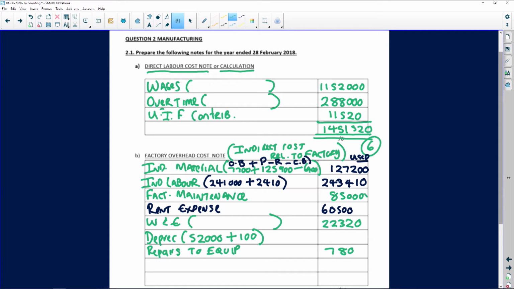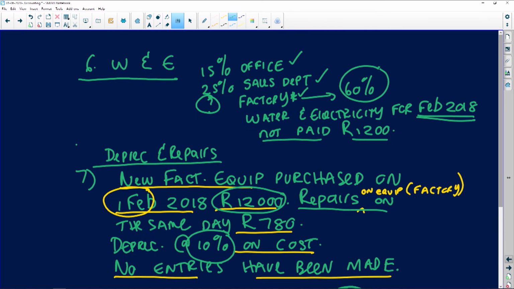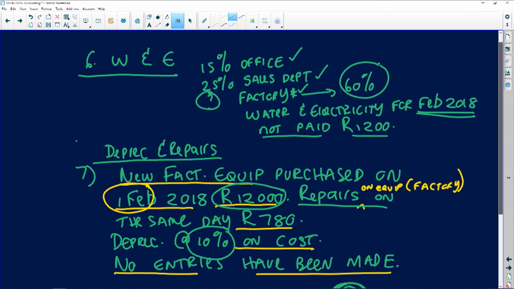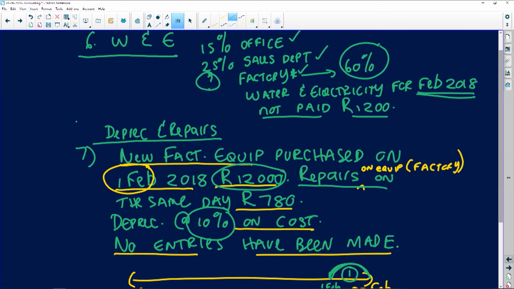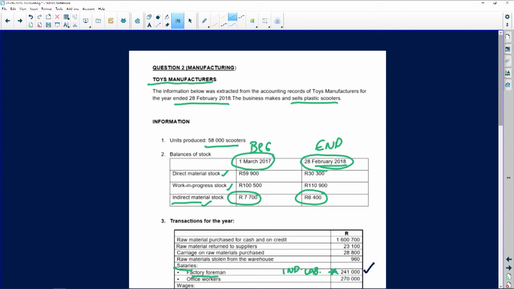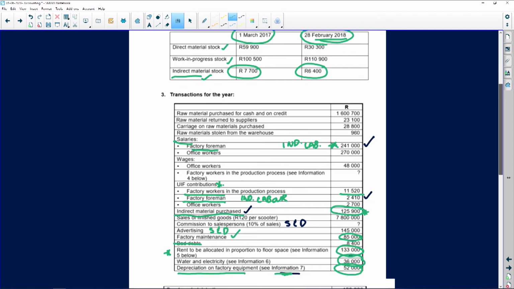Right, depreciation. So my total depreciation, 52,100. Okay. Right, long question, but that's accounting, guys. Questions are normally quite long. Let's go back to our table to see if we've left anything out before we add up.